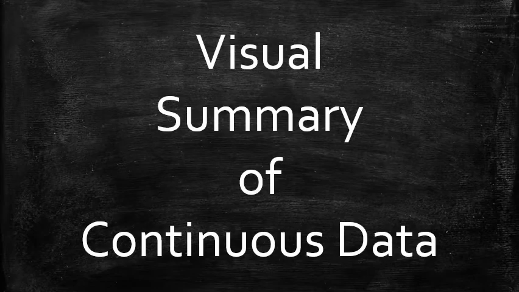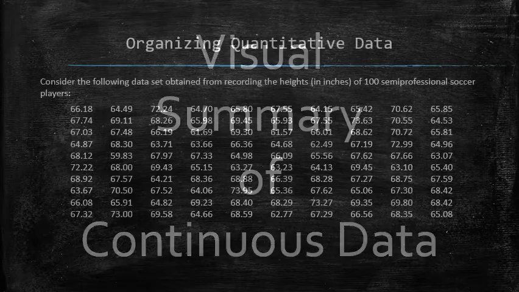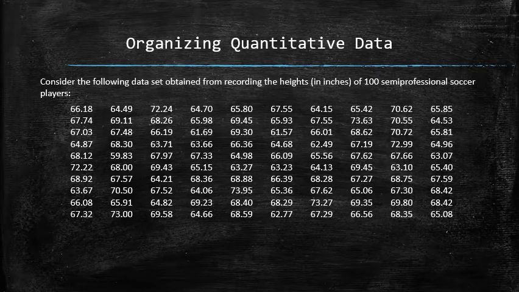Next, we will discuss how to produce a visual summary for continuous data. Consider the following data set obtained from recording the heights in inches of 100 semi-professional soccer players. Does this continuous data set look more like a small discrete data or large discrete data? If you had to choose one, it certainly should be the large discrete data. So we are going to need some interval grouping here.